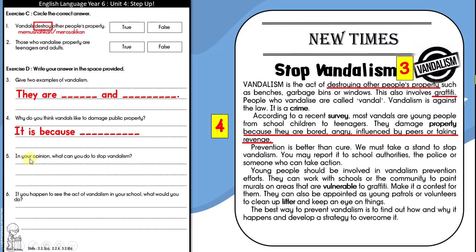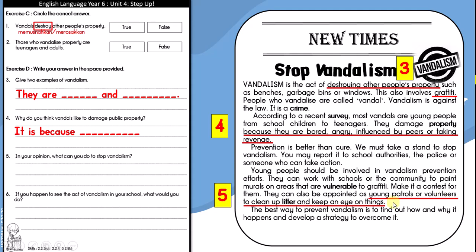Question number 5. In your opinion, what can you do to stop vandalism? In your opinion, what can you do to stop vandalism? You can find the answer from the 4th paragraph. The answers are here. Young patrols or volunteers to clean up litter and keep an eye on things. The patrol is like people who guard at night, volunteers that we call in the neighbourhood, village or park. Volunteers to clean up litter.